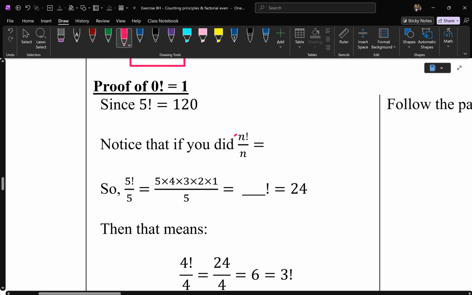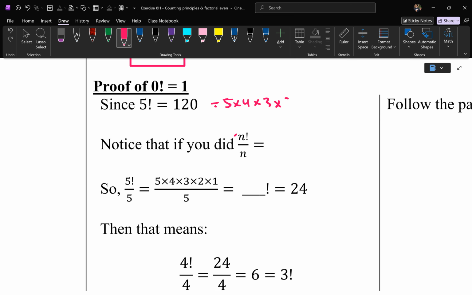Notice that when you do 5 factorial, that is 5 times 4 times 3 times 2 times 1. If you type on your calculator, just work it out. 5 times 4 is 20. 20 times 3 is 60. And then double that is 120, right? So we know that 5 factorial is 120.